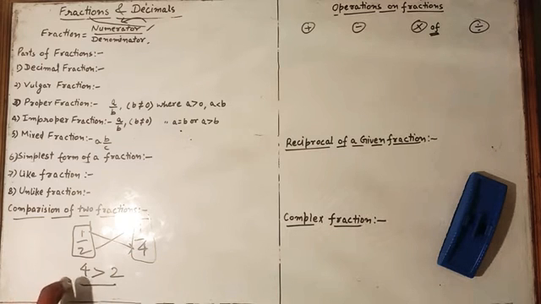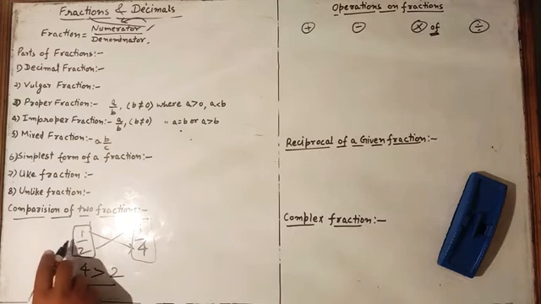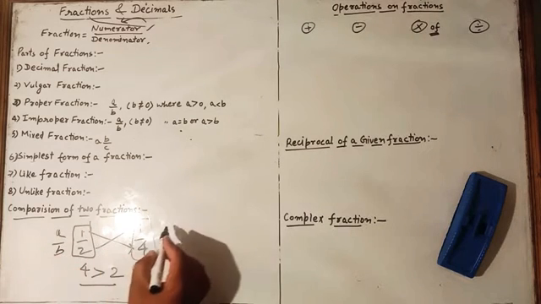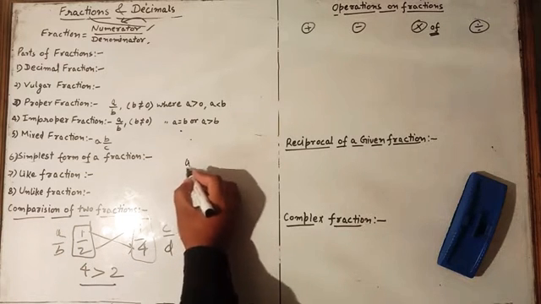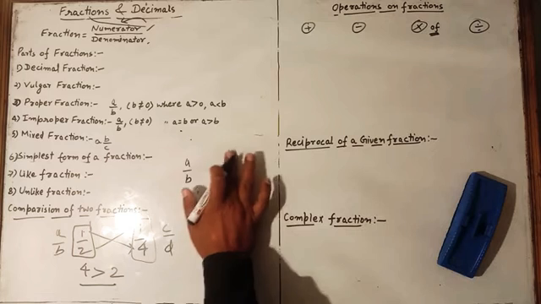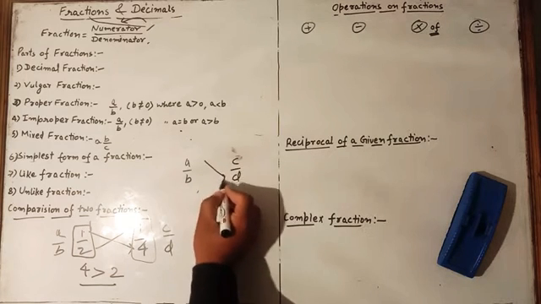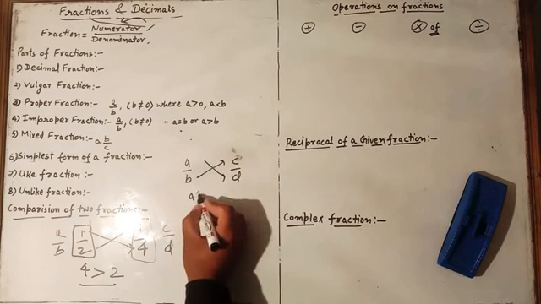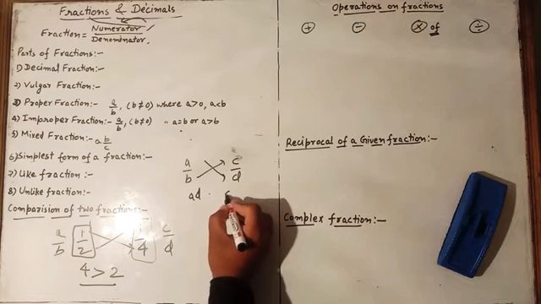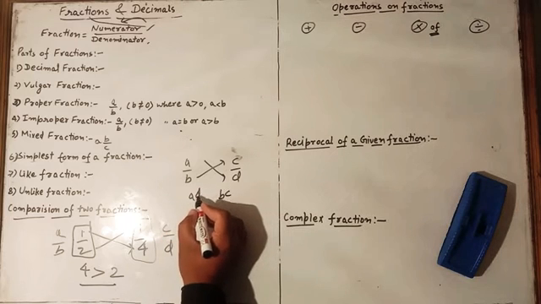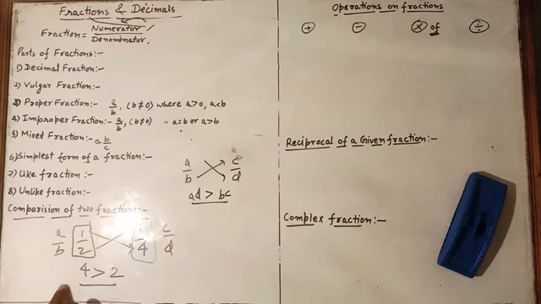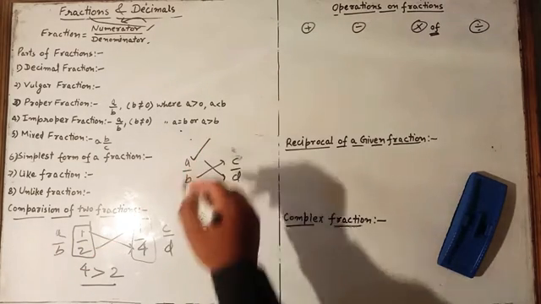We will cross multiply. So there can be three cases. If we write symbolically, we can write a upon b and this one c upon d. So what we are doing is cross multiplying. Like this I am writing here a upon b or c upon d. After cross multiplying, it will become a into d and c into b. If three cases are there: if AD is greater than BC, like here, then the first fraction will be greater.